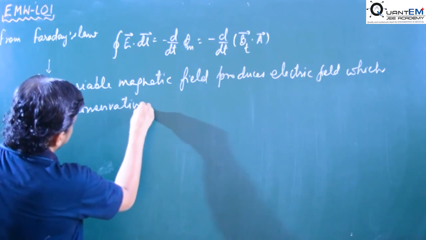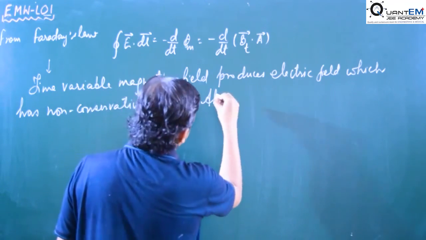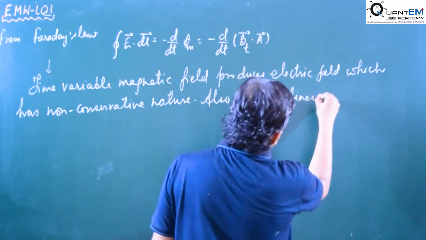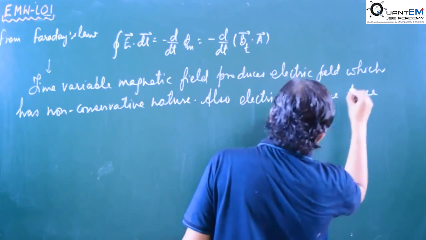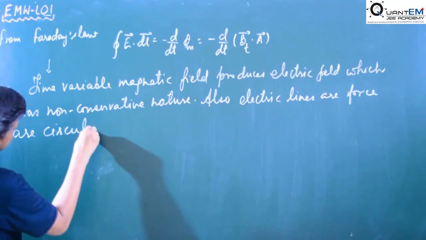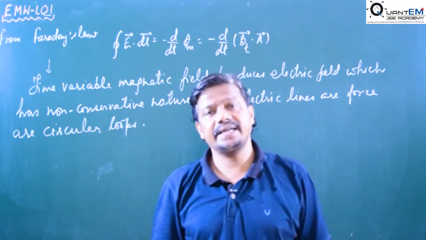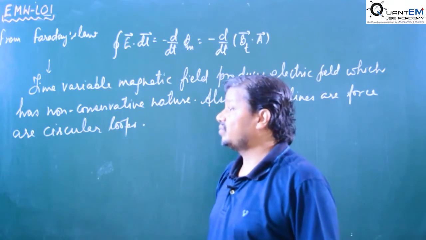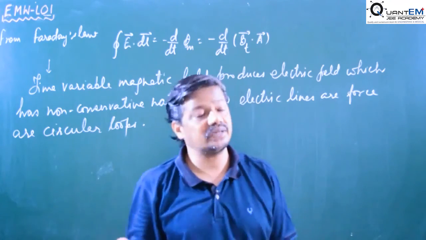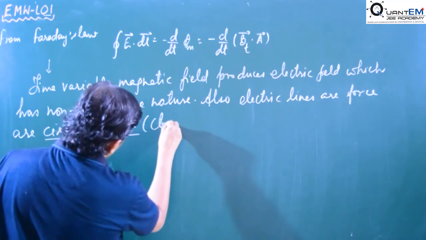Non-conservative nature, and also electric lines of force are circular loops. ये इंड्यूस्ड करंट के डायरेक्शन में ही हमारा इलेक्ट्रिक फील्ड होगा. ठीक है, तो लाइंस ऑफ फोर्स क्लोज लूप्स कभी नहीं बनाते हैं, बट टाइम वेरिएबल मैग्नेटिक फील्ड से जो इलेक्ट्रिक लाइन ऑफ फोर्स जनरेट होगा दैट इज दीज आर व्हाट? सर्कुलर लूप्स. ओके, दीज आर क्लोज लूप्स.